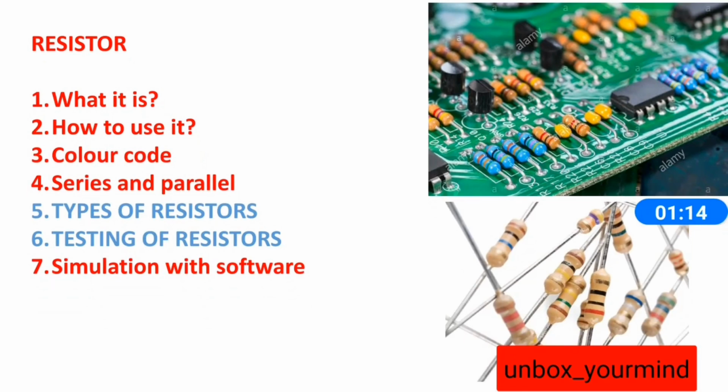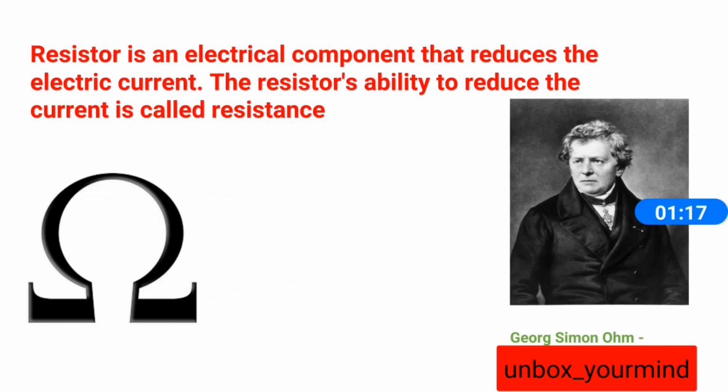So let's get started. The basic definition: a resistor is an electrical component that reduces the electric current. Many of us know this, but listen properly. A resistor is a component which has the ability to reduce the current. That's the main ability and basic function of a resistor. If you need to reduce the current in a wire, that is in a circuit, you will be using a resistor.